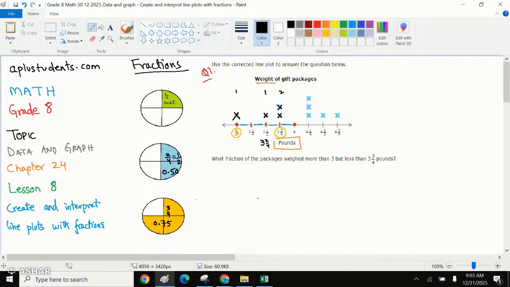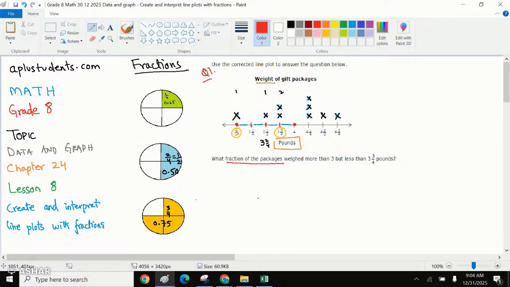What are the total number of crosses in the line plot? 4. We can count them. 1, 2, 3, 4, 5, 6, 7, 8 and 9, because we need to give what fraction of the packages. Whenever we need to create the fraction, that means out of the total. Okay, the total are 9, right?